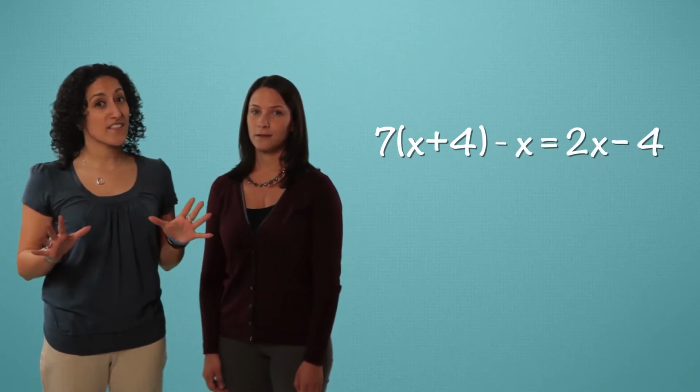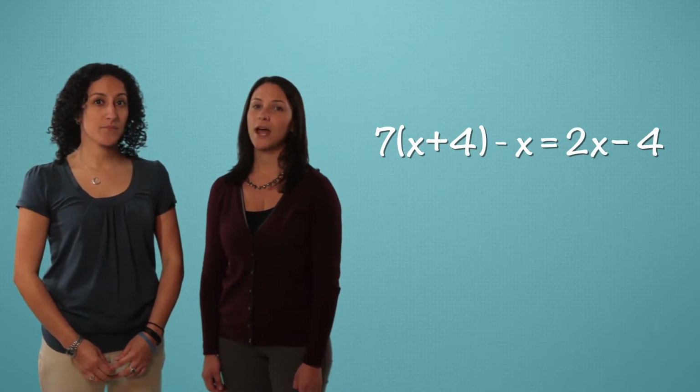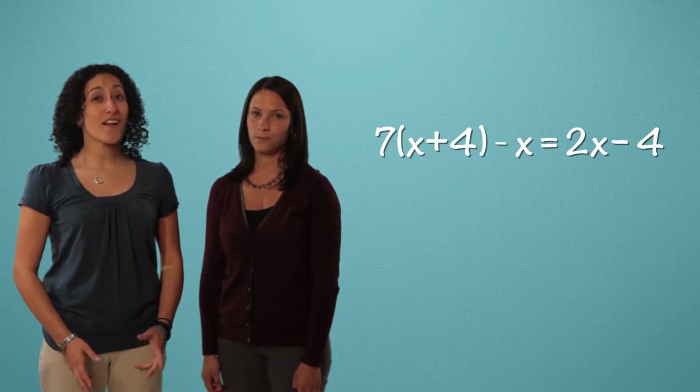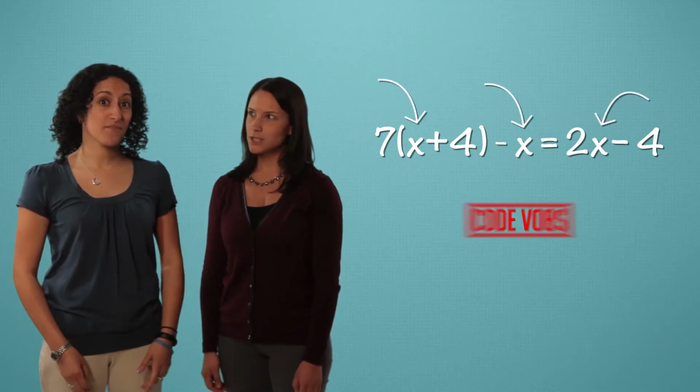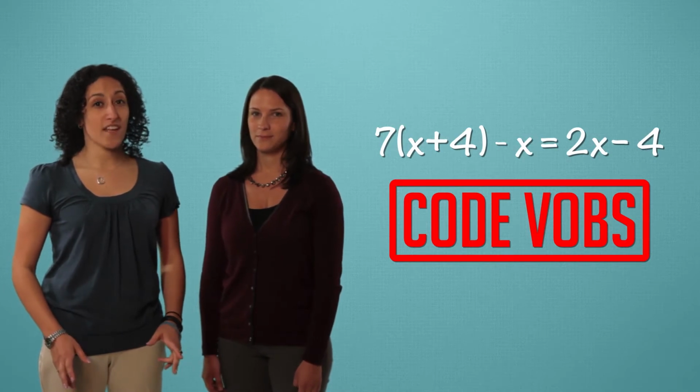Whoa, let's break that down a little. We're always looking to get x by itself. And to do that, we're trying to get back to a two-step equation. But we can see in this equation that we've got variables on both sides. That's a code verbs. But before we get to code verbs, we've got parentheses to take care of.